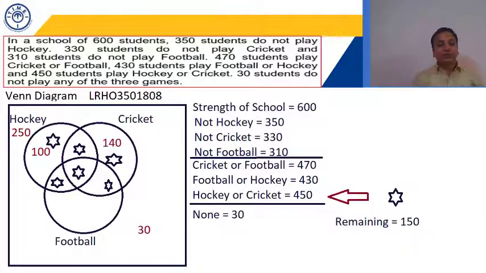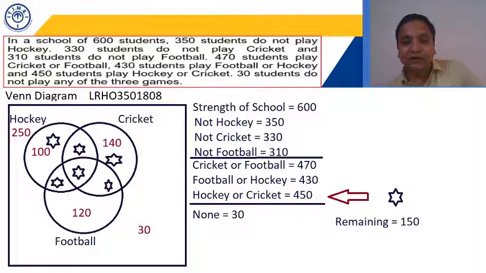Now the remaining 2 regions, whose sum is 150, are only football and none. None is 30. What should be added to 30 to get 150? It's 120. Only football comes out to be 120, because hockey or cricket is 450, so the remaining is 150. Now the remaining 2 regions add up to only football and none. 120 plus 30 is 150. So we use this set of information completely. I hope this is clear.